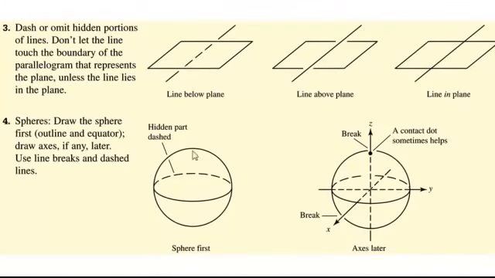And then drawing spheres. To draw a sphere, first we want to draw the outline. We draw that as a circle. Make it as round a circle as you can get. Then we draw the equator. So draw the front of the equator first. Then we want to match that arc with the upper line, and that will be a dashed line showing that that's hidden. Then we can put in our axes with line breaks and dashed lines.